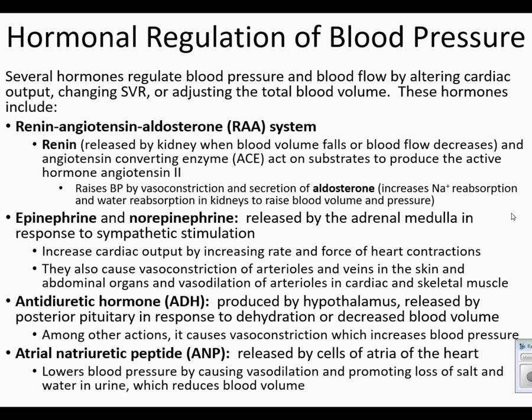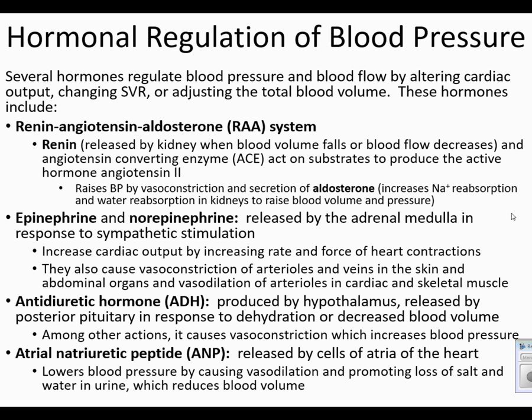Another way to regulate blood pressure is by way of those hormones, and some of these that we've seen before are listed here on this page. They can alter blood pressure a variety of ways. Altering cardiac output, so it involves that heart rate and stroke volume. Changing systemic vascular resistance, which is mainly going to be done by constriction and vasodilation of those blood vessels. Or just adjusting total blood volume.